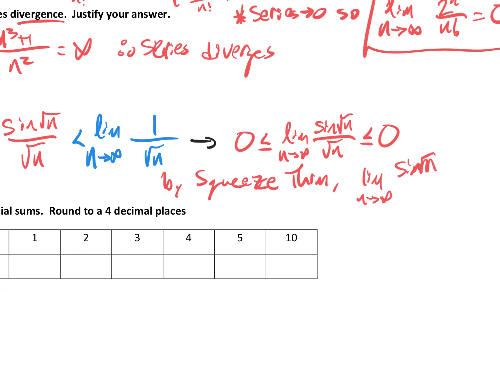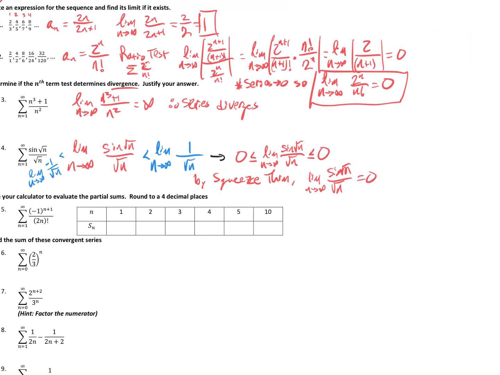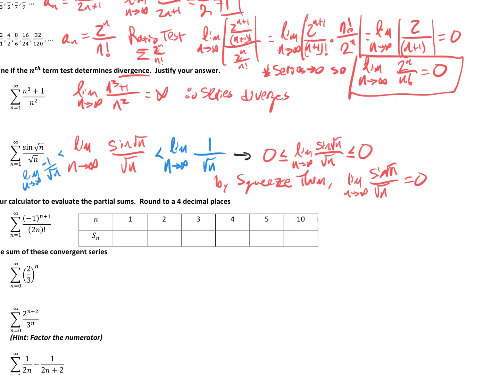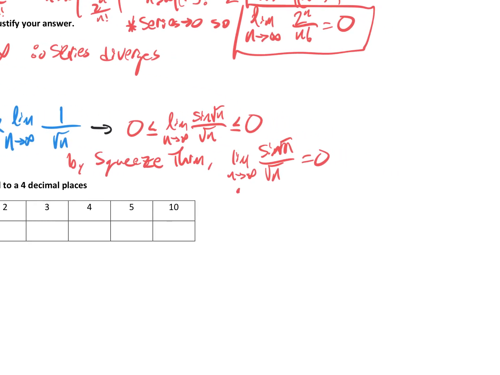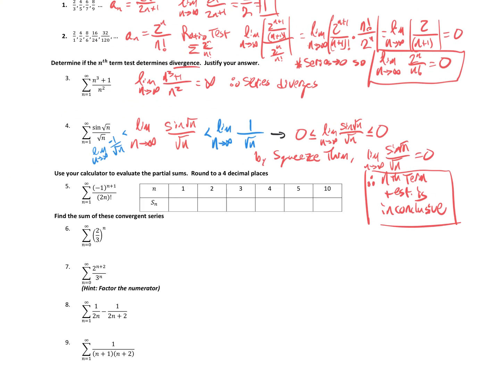Now, does that mean that the series has a limit of 0? No, so that means the nth term test does not apply. Okay, so that doesn't tell us anything. The nth term test is inconclusive. All right, so this is a good reminder that the nth term test only gives us divergence.